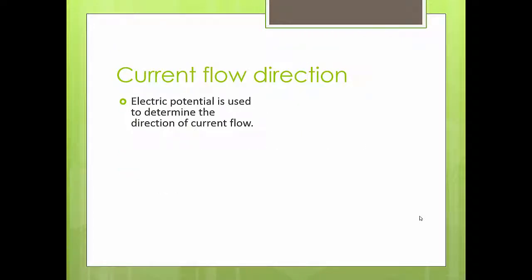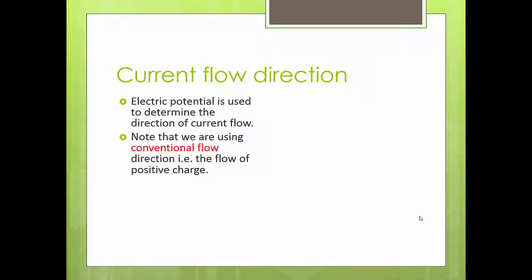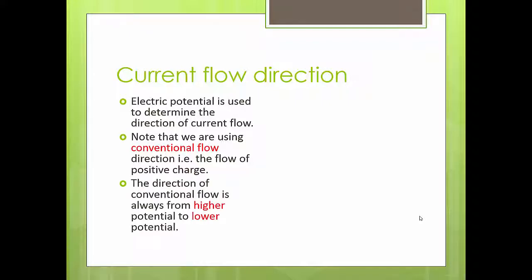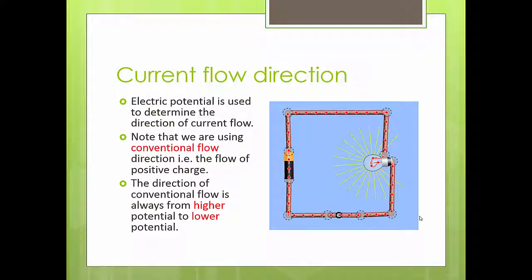Electric potential is used to determine the direction of current flow, but we are using conventional flow direction, the flow of positive charges. And the direction of conventional flow is always from a higher electric potential to a lower electric potential, as illustrated by this. So you find that this is a battery, where this is a positive terminal and this a negative terminal, and it will flow from positive to negative.